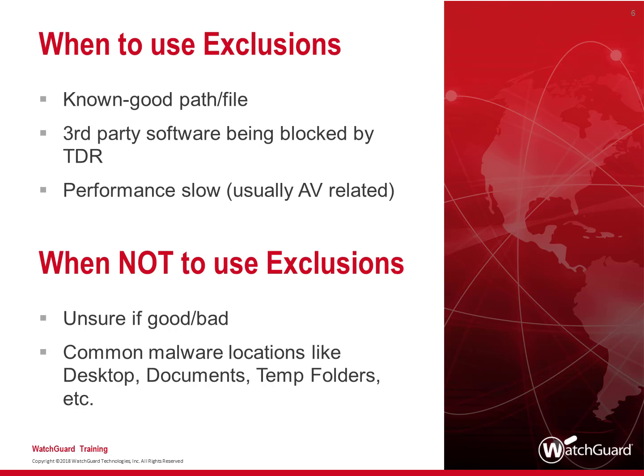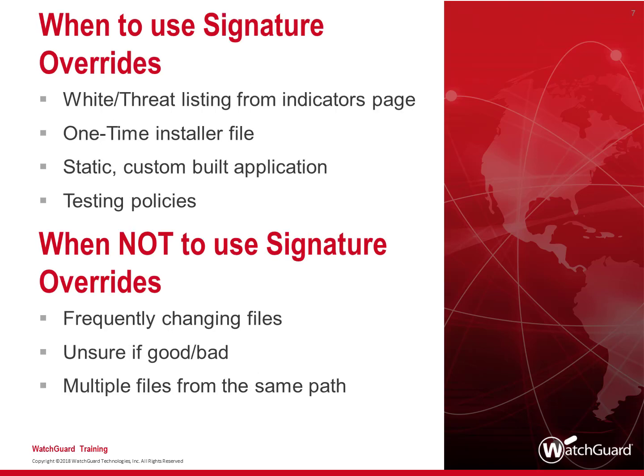For signature overrides, on the other hand, you can whitelist them or threat list them directly from an indicator that you've seen on the indicators page, or add the MD5 manually to the signature override list. For example, if you have a one-time installer file or a custom-built static application that doesn't change very often, or if you just want to test your policies, you can create a signature override and trigger indicators.